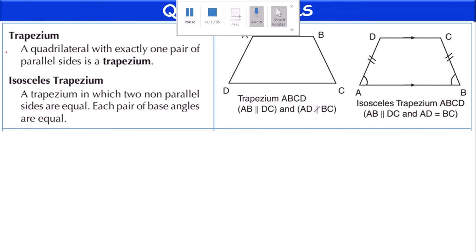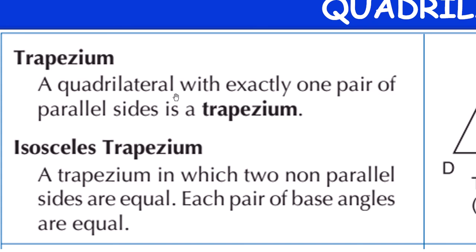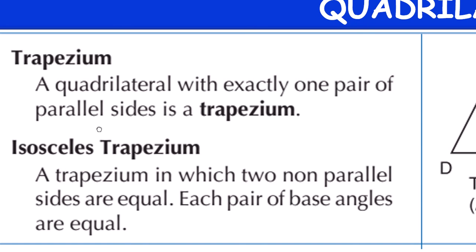Next one. So next another type of quadrilateral, we have the trapezium. A trapezium means a quadrilateral with exactly one pair of parallel sides. It is called a trapezium. So it is not a parallelogram, children, because a parallelogram means both pairs of opposite sides should be parallel. But in a trapezium, only one pair of parallel sides is there. So it is just a quadrilateral with one pair of parallel sides. That is a trapezium.